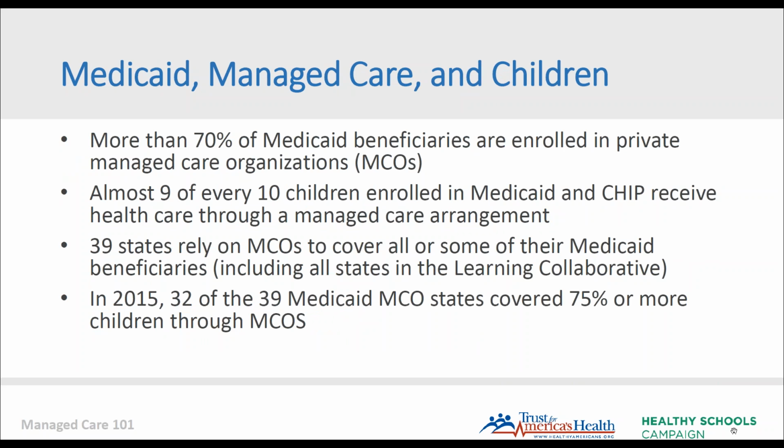The bottom line: Medicaid covers lots of people, including lots of school-aged children, through managed care arrangements. More than 70% of all Medicaid beneficiaries are enrolled in a private managed care organization. And almost 9 of every 10 children who are enrolled in Medicaid and CHIP get their care through a managed care arrangement. 39 of 50 states rely on managed care to cover some or all of their beneficiaries, which includes all the states in the Learning Collaborative. And in 2015, 2 years ago, 32 of the 39 Medicaid managed care states covered 75% or more of their kids through Medicaid managed care.